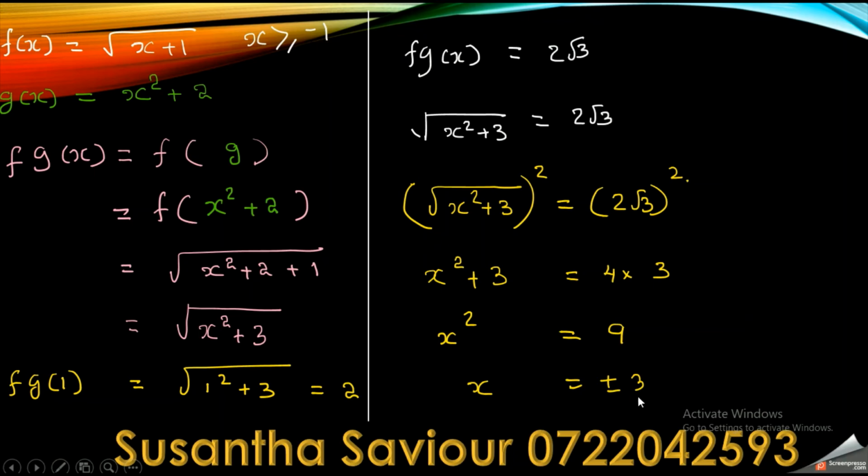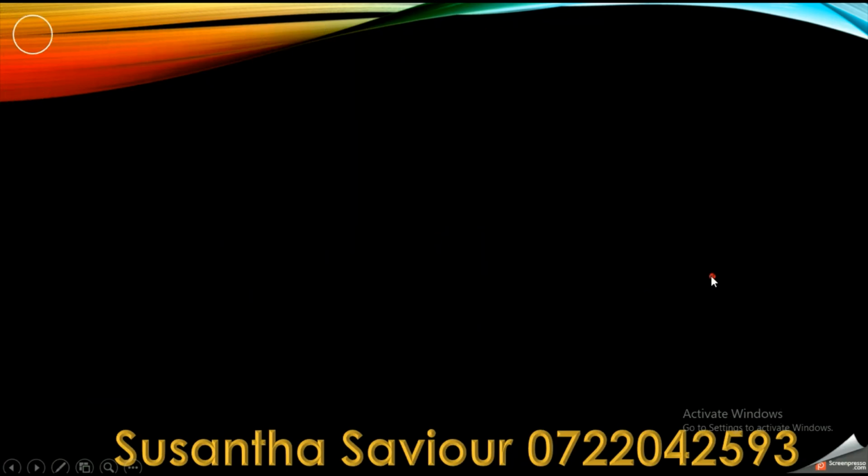Therefore, this minus 3 cannot be taken. Minus 3 is less than minus 1. So we have only one solution here, that is x is equal to 3, because of this domain restriction. Is it clean and clear for you? Right. We will move on to the next example.